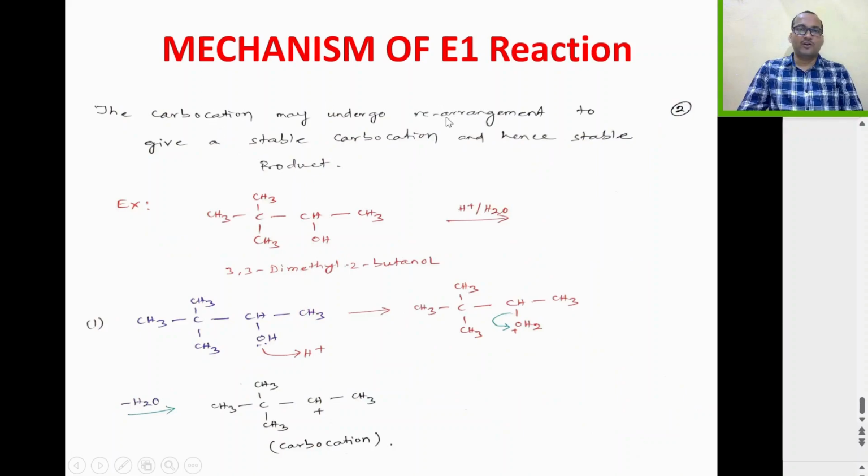The carbocation may undergo rearrangement to give a more stable carbocation, hence a stable product. Suppose we start with this example, 3,3-dimethyl-2-butanol. It would react with H plus and water. Here the OH has a lone pair of electrons, so it will act as a nucleophile and attack the electrophile H plus. So it becomes OH2 plus. The first step is the formation of the carbocation. This C-O bond will cleave on OH2 plus, so you generate this carbocation. Here a water molecule is eliminated.